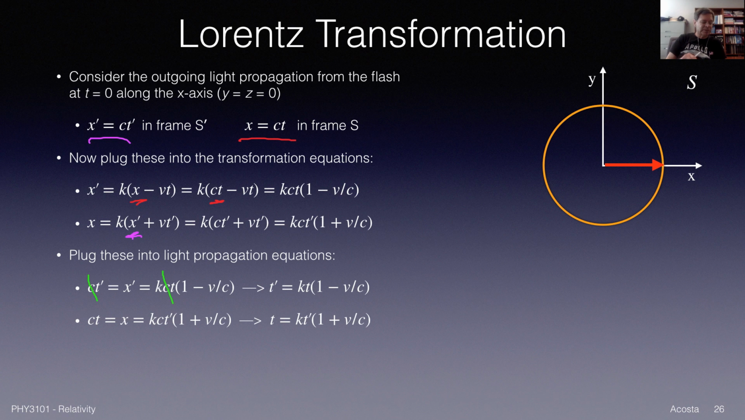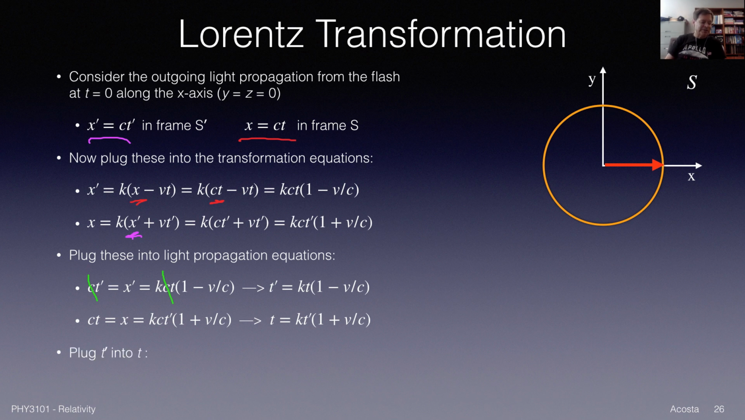And we can do the same thing now starting from the underlined red, that ct equals x. So here's ct equals x. But we're going to plug in for x from this expression here, kct prime times the quantity 1 plus v over c. Do the same thing, and I get something very similar. I'm just swapping the primes, and then I flip the sign of v from minus to plus.